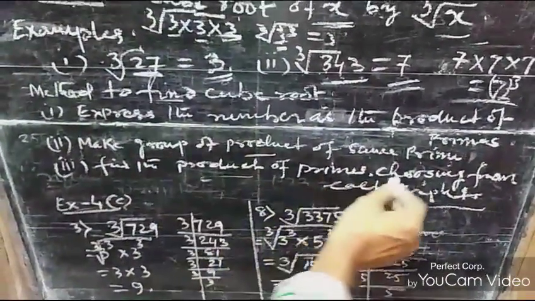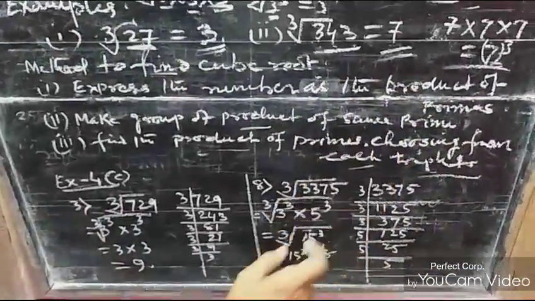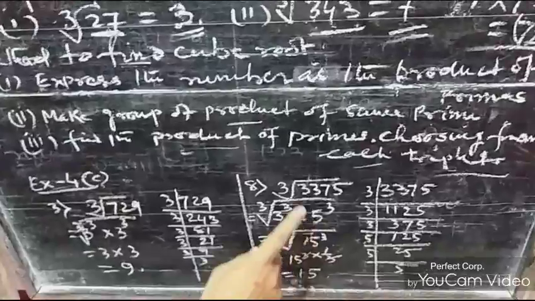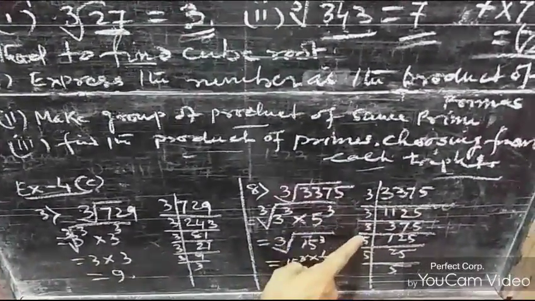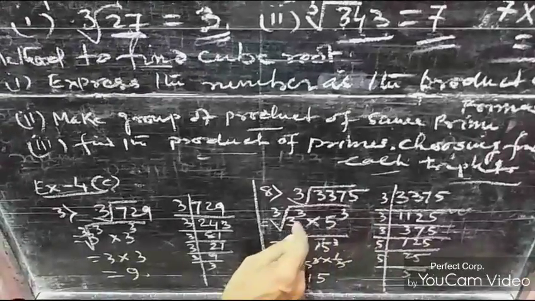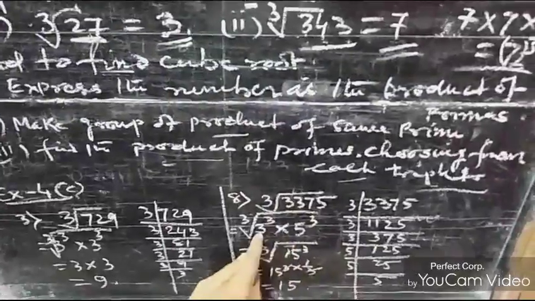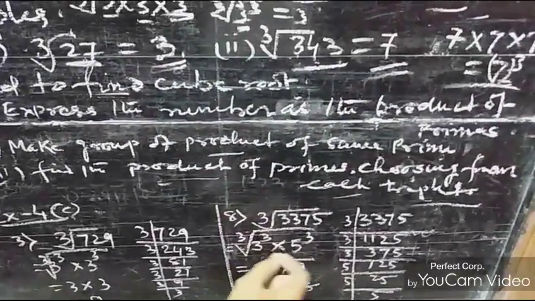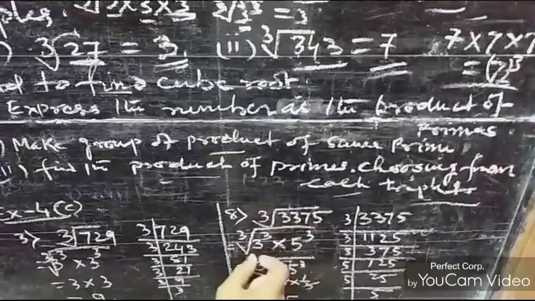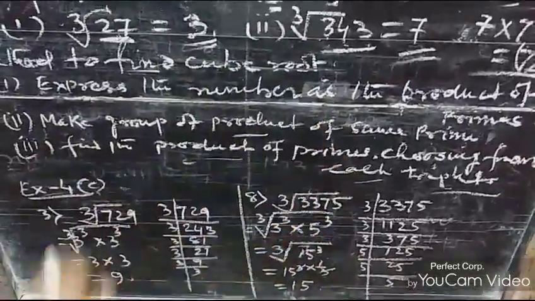Then find the product of the primes, choosing one from each triplet. What triplets are there? Suppose in this problem you are seeing 3375. I have only shown this: this is 3 cube, this group is a triplet of 3, and this is a triplet of 5, and we take one from each triplet. That is, it is coming 3 and this is coming 5, so it is 5 into 3. So this is the method to find the cube root.